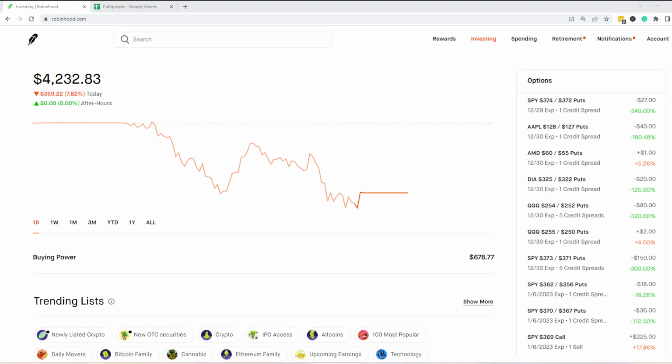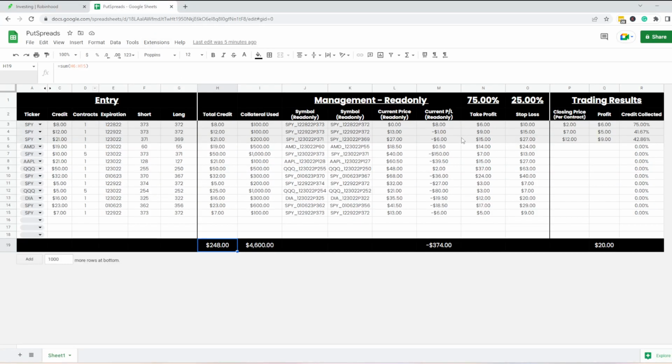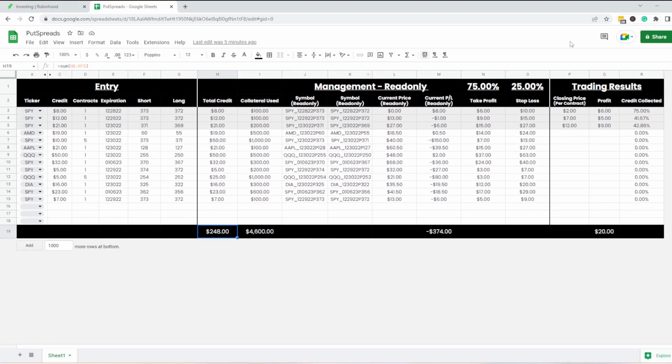So I made a quick little spreadsheet. I'm just going to quickly reference back to this spreadsheet as we go along here. Let me see if I can make this a little bit bigger so you guys can see it. Bear with me here.